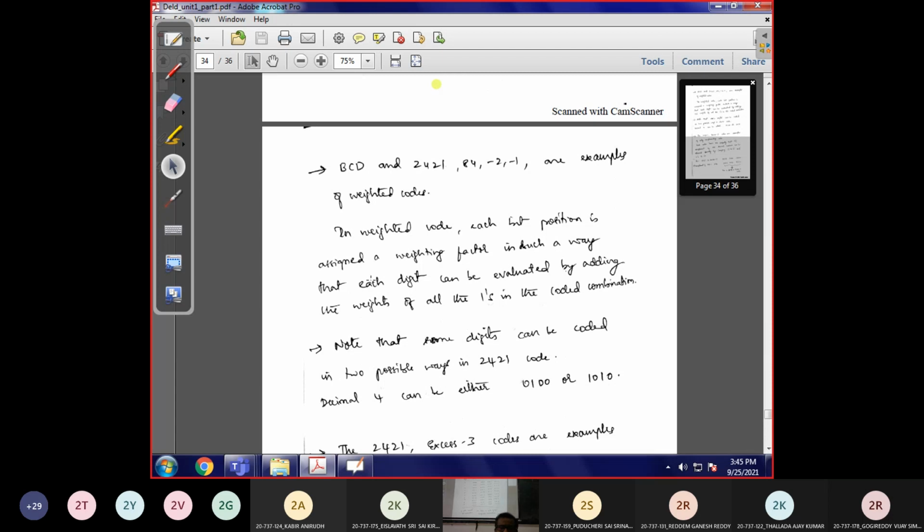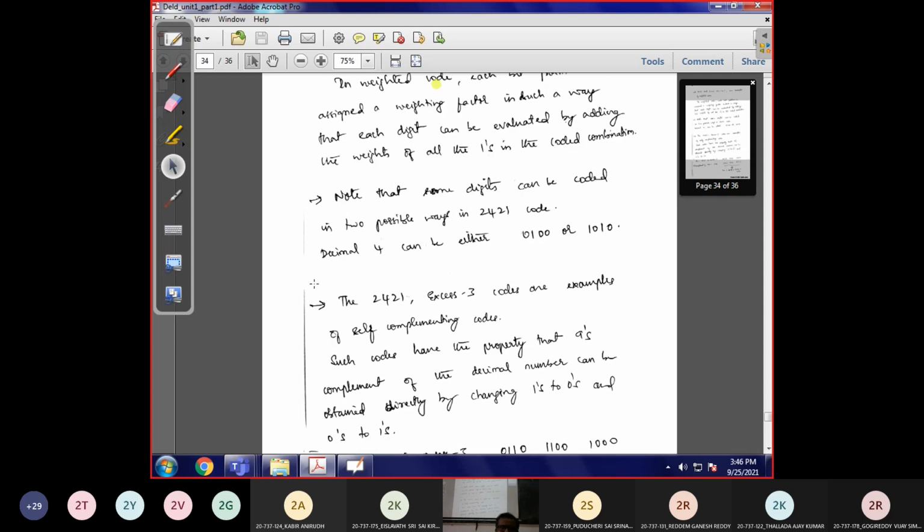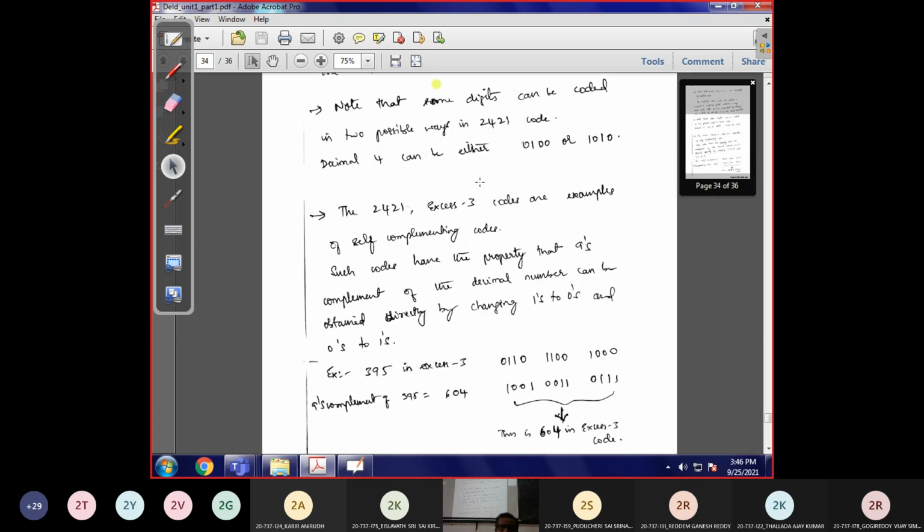Now, BCD, 2421, and 84-2-1 codes are examples of weighted codes. In a weighted code, each bit position is assigned a weight in such a way that each digit can be evaluated by adding the weights of all the ones in the coded combination. This is how you define a weighted code. I will illustrate that with an example. And XS3 code is an example of a non-weighted binary code.